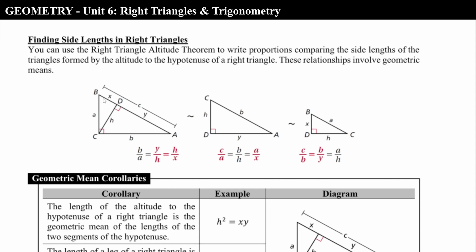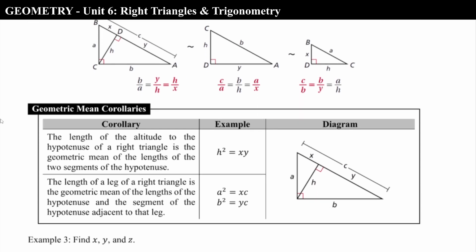Well, if we split up that large triangle to create these two similar triangles, we can create proportions. b over a is equal to y over h, which is also equal to h over x. We're comparing our legs here. If we compare our hypotenuse to our short leg, we have c over a is equal to b over h, which is equal to a over x. And then finally, we can do the hypotenuse to the long leg. c over b is equal to b over y, which is equal to a over h.